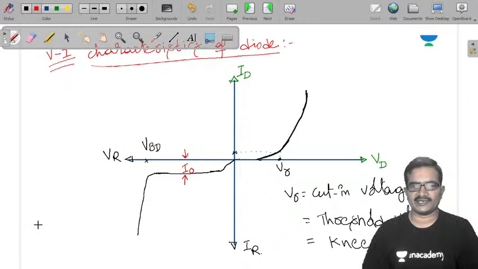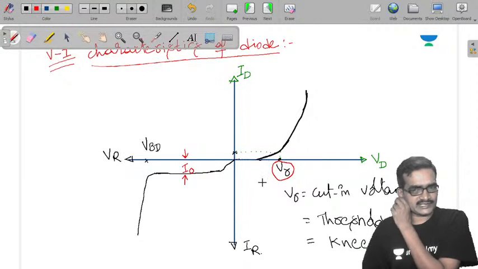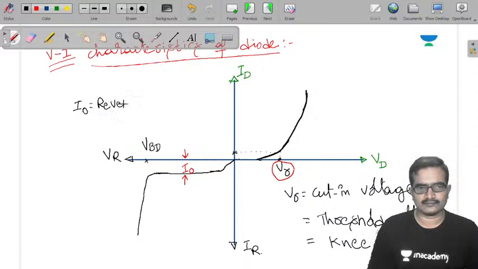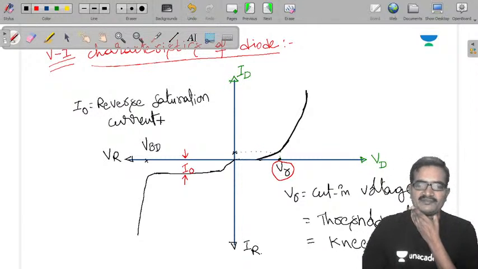So two important parameters are introduced in the VI characteristics of the PN junction diode. The first one is V gamma, the cut-in voltage, threshold voltage or knee voltage. The second one is I0, the reverse saturation current.